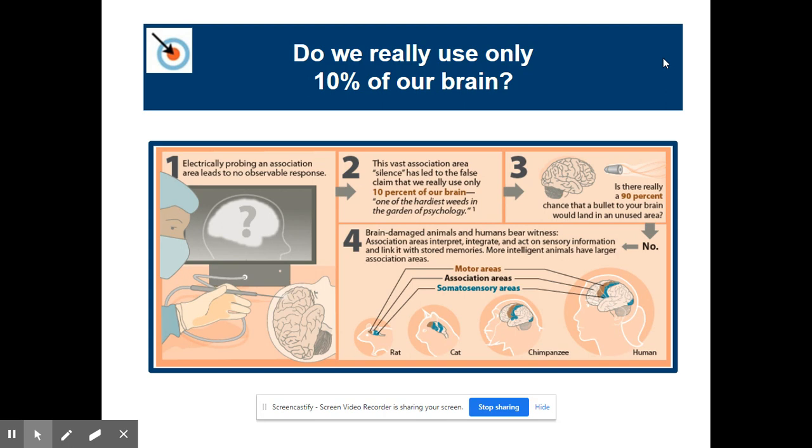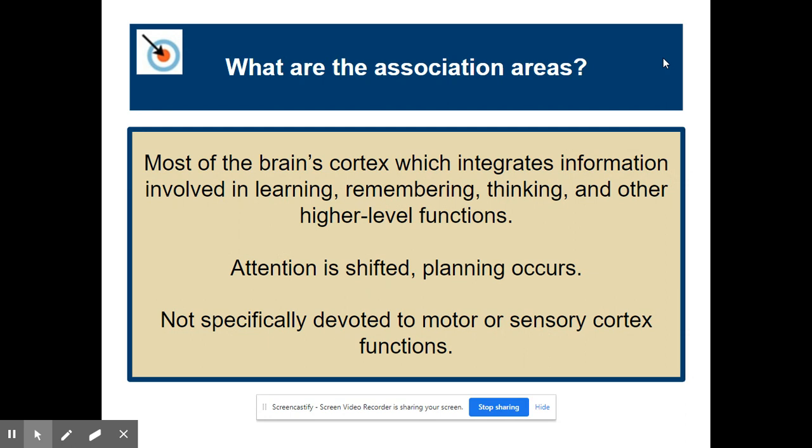So let's talk a little bit about association areas. What are they? This is where neurons integrate information. They link our sensory inputs with our stored memories. And these association areas are found in all four of our lobe regions. So as information comes in through our senses, our association areas take that information and make connections with things that we already know in our memory. So we understand and don't have to process everything as new all the time.